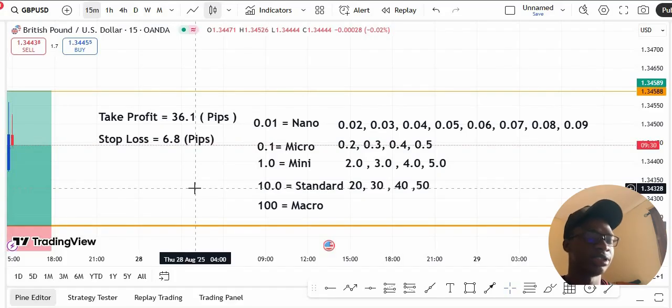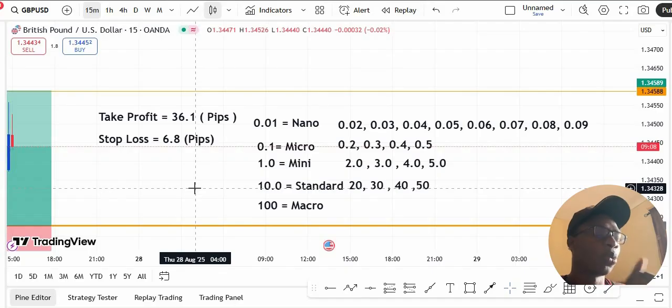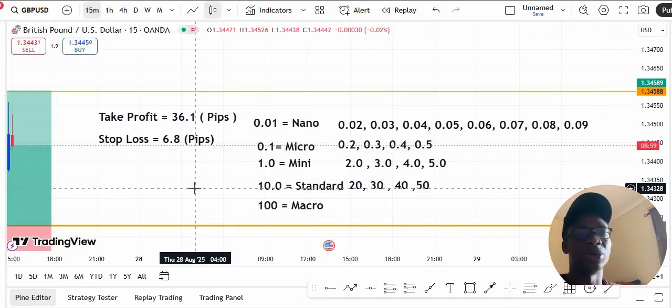So 0.02 is going to be disbursing 2 cents per pip. 0.03, 3 cents per pip. 0.04, 4 cents, 5 cents, 6 cents, 7 cents, 9 cents per pip, up to 0.1. 0.1 is now going to be dealing with $1 per pip. So if the market goes up 30 pips, it's going to be what? $30.